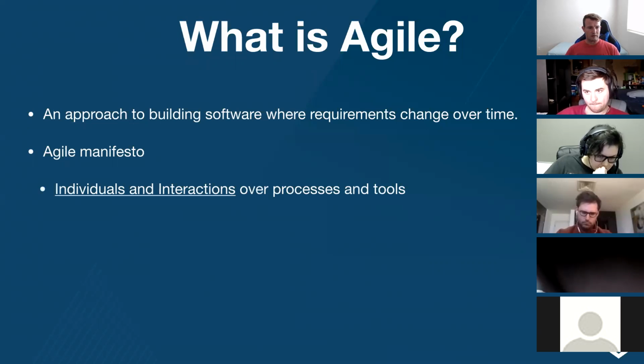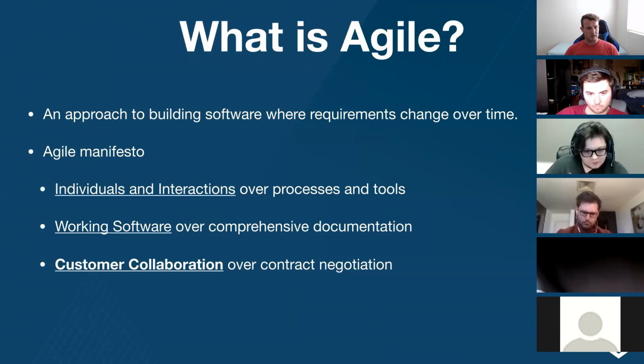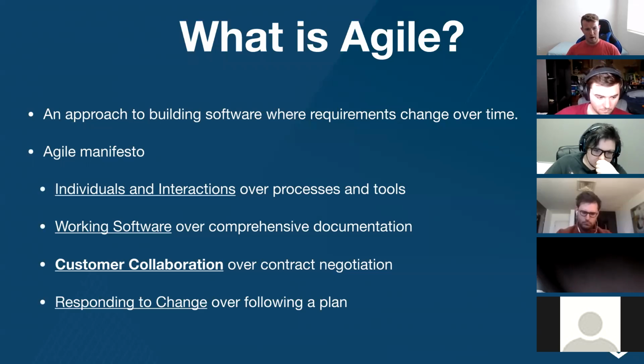So in the manifesto, it talked about how individuals and interactions are more important than processes and tools. The Agile manifesto prioritizes working software over comprehensive documentation. It prioritizes customer collaboration over contract negotiation, and prioritizes responding to change over following a plan. So these are kind of the highlights of why we even came up with the Agile methodology.